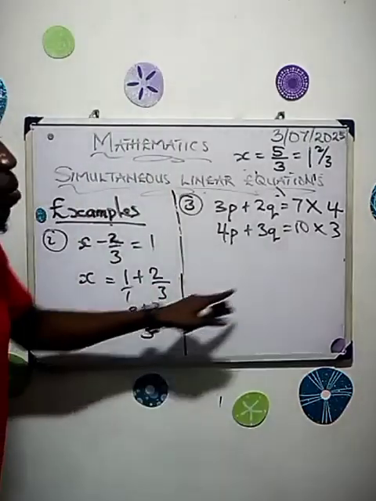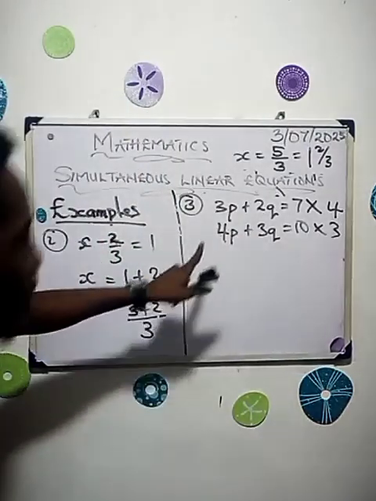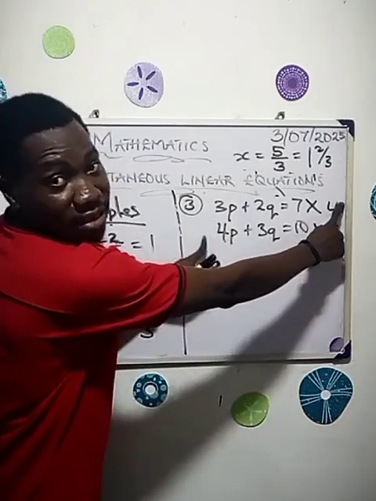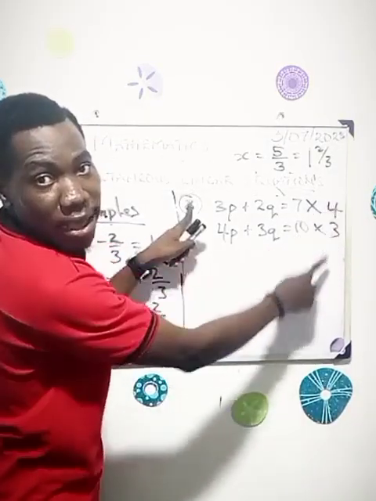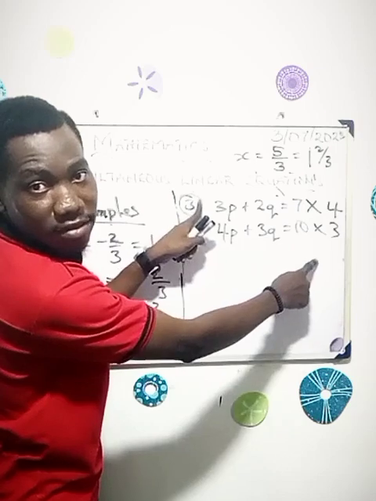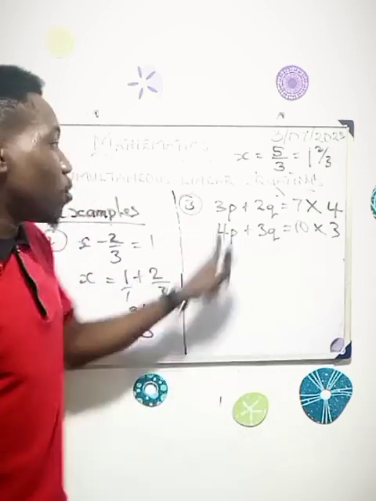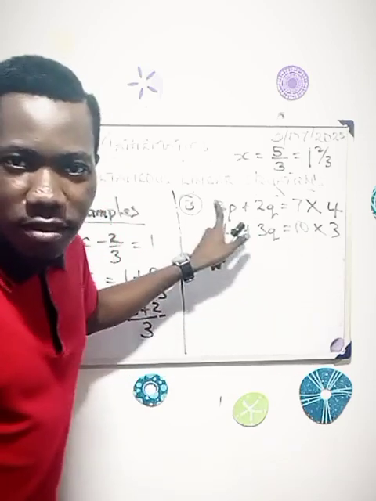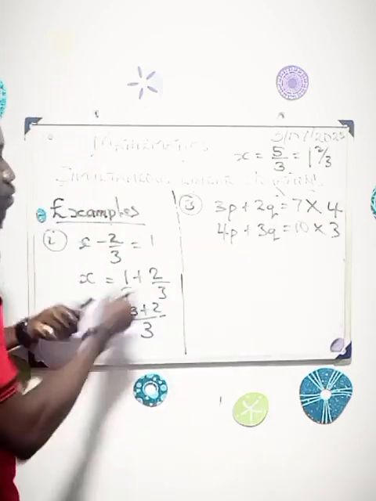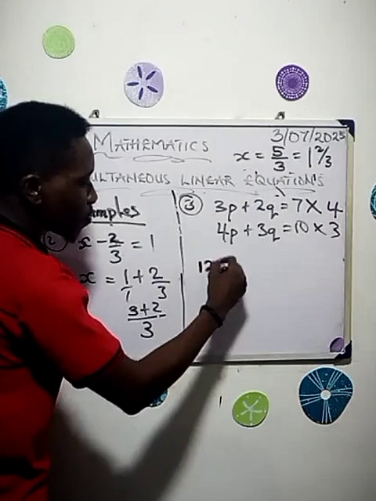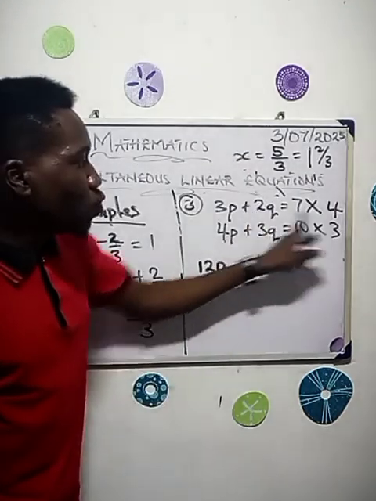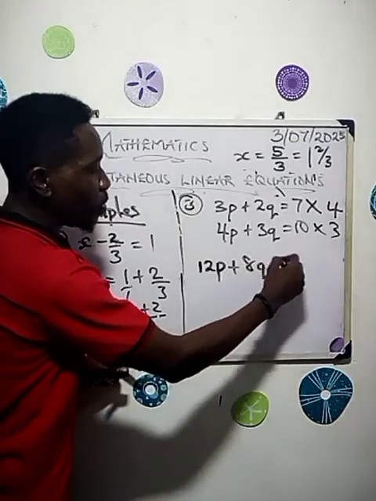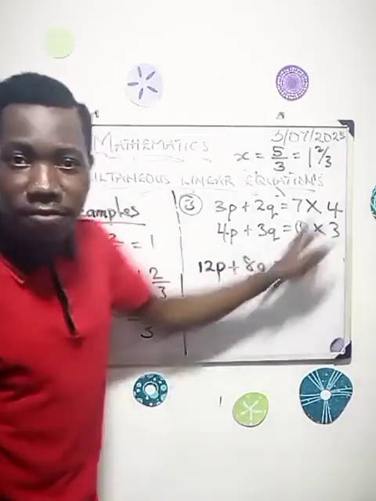So for you to eliminate p, you multiply equation 1 by the coefficient in equation 2, and you multiply equation 2 by the coefficient in equation 1, which is 3. So multiply all of these by 4, and all of these by 3. Now what is 3p times 4? That's 12p. Then plus 2q times 4, that's plus 8q, equal to 7 times 4, 28.